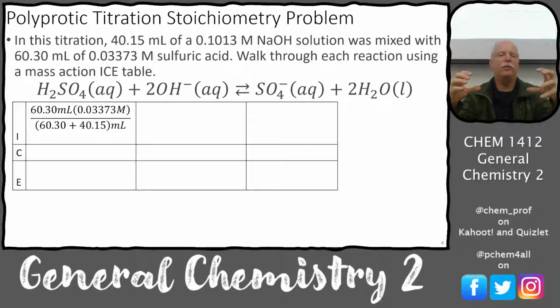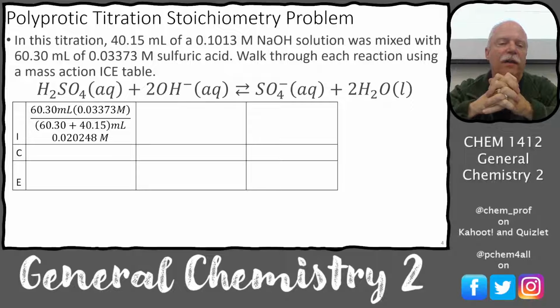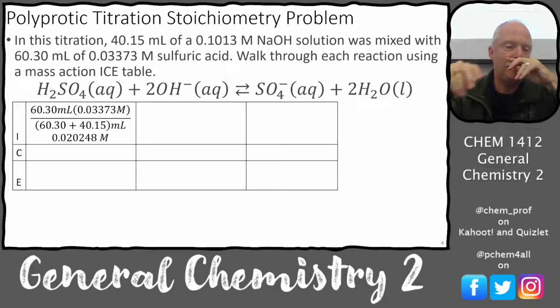So in our ICE table, that first step, we're going to do the dilution step. We're going to take the amount of acid and the amount of base that we added, and we're going to calculate the new concentration of the sulfuric acid. And so after you do that calculation, I'm keeping a guard digit. I'm keeping a 5th decimal place there just to help us with rounding. So we end up with the concentration of the acid at 0.020248.